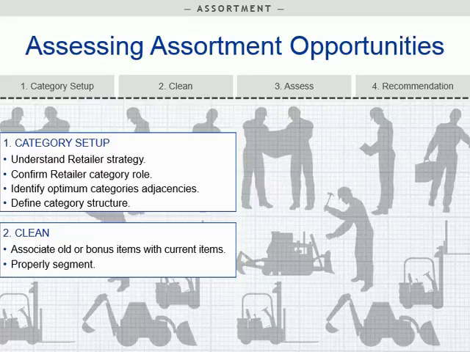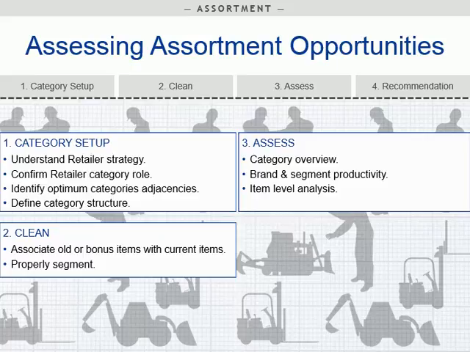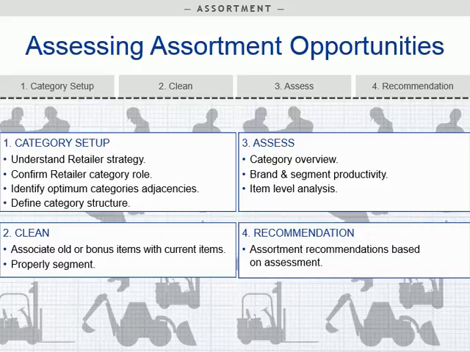segmenting the data. Next, the assessment is completed, which includes a category review, a brand and segment productivity analysis, and an item-level analysis. This step results in suggested additions and deletions to the retailer's current lineup. Finally, assortment recommendations are made based on the assessment that was completed.